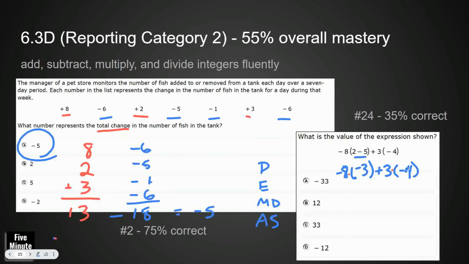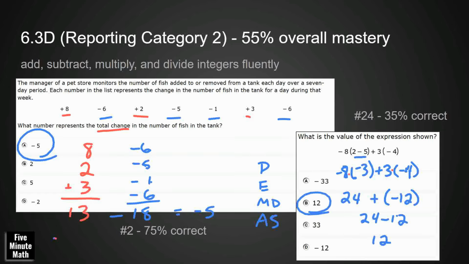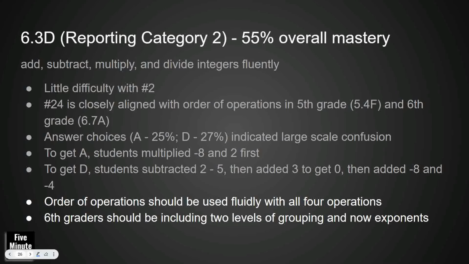So -8 times -3. All right, 2 negatives make a positive, so that's going to be 24. I'm going to keep that add. I don't want to deal with that yet. And then I've got a 3 times -4, so a positive and a negative make a negative. 24 plus -12, you can rewrite that if you want to visualize it differently as 24 minus 12. So therefore, our answer is simply 12. Only 35% of our students got that right.